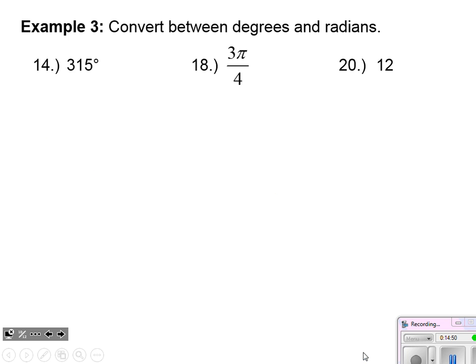All right, our next task: convert between degrees and radians. My little mental trick here is know what you're starting with, and then depending on what you're starting with, what are you trying to cancel out? So in the case of number 14, I'm starting off with degrees. That means I want to cancel out degrees, so I want to divide by 180 degrees. That's what helps me remember: is it pi over 180 or 180 over pi? What am I trying to cancel out?